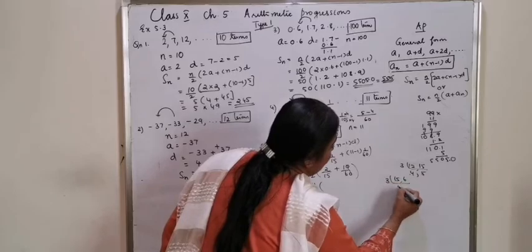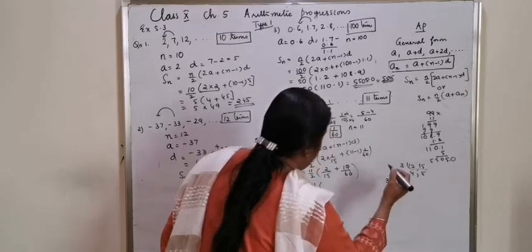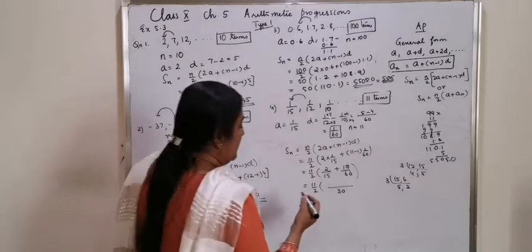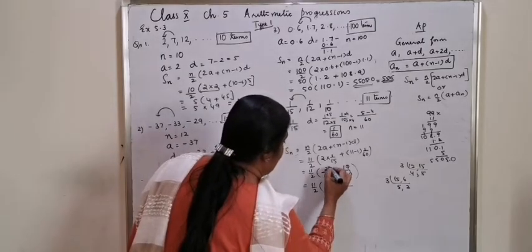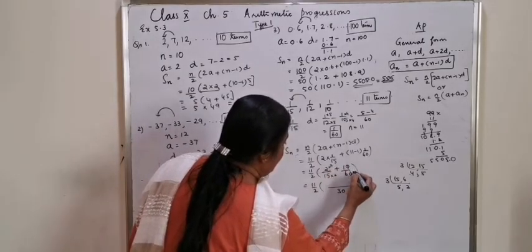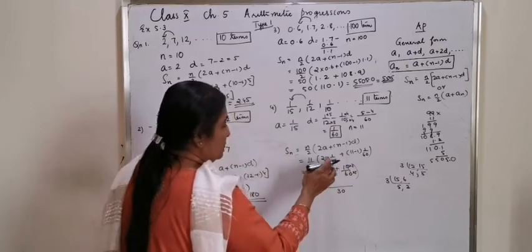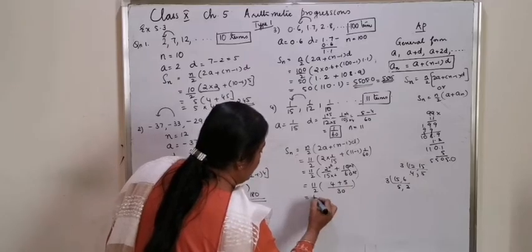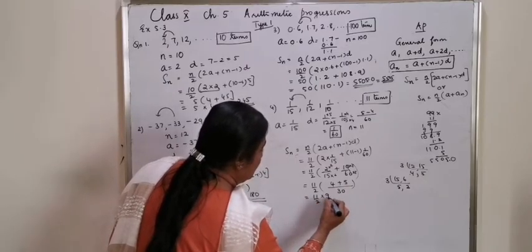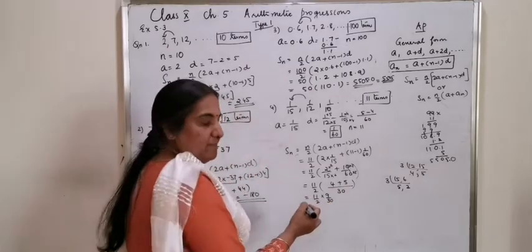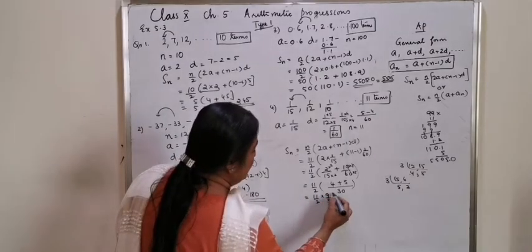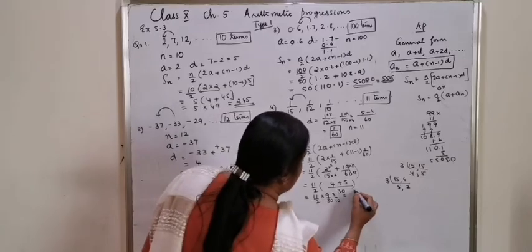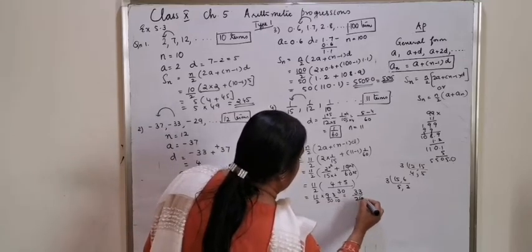and 6, 3, 5 and 2. 5 2s are 10, 30. It is 30 into 2 into 2 into 5 into 5. So 2 2s are 4 plus 5, which is equal to 11 by 2 into 9 by 30. 9 by 30 can be reduced as 3 by 10, or the answer is 33 by 20.